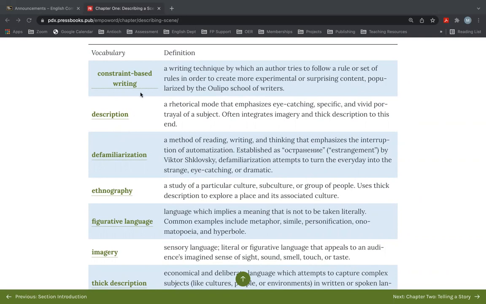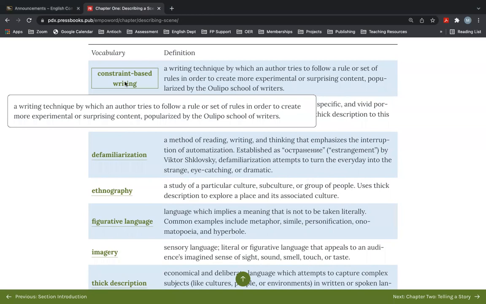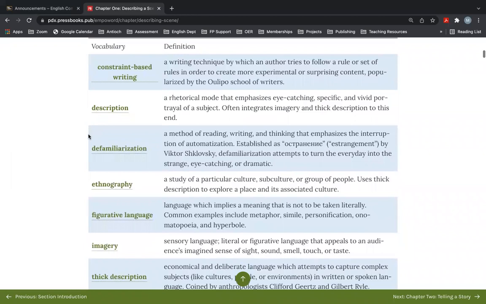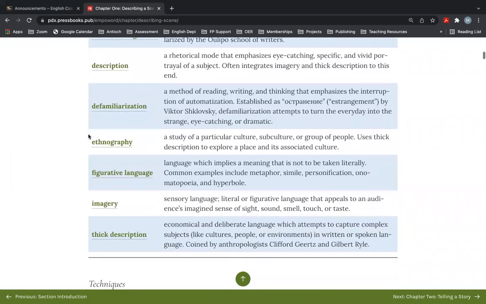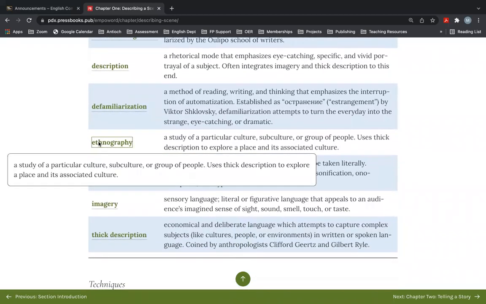All right, so I know in one of my classes, we talked a bit about constraint-based writing. And this is a nice technique to get you thinking more critically and creatively about how to say something. So constraint means you have some rules within which you're working. But for this, I wanted to talk about ethnography a little bit and how it's partnered with this thing called thick description.